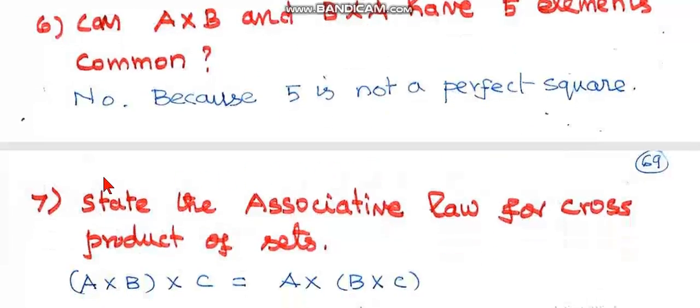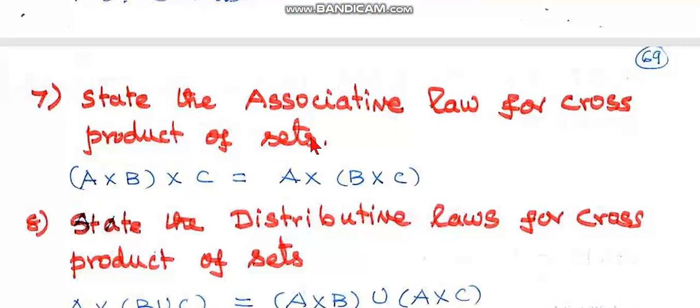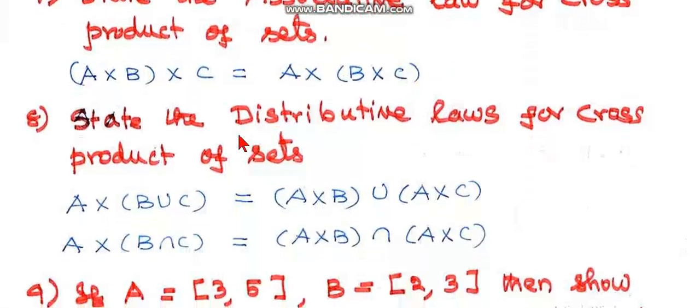Then question number 7. State the associative law for cross product of sets. A cross (B cross C) equal to (A cross B) cross C. This is the associative law for cross product of sets. State the distributive laws for cross product of sets.